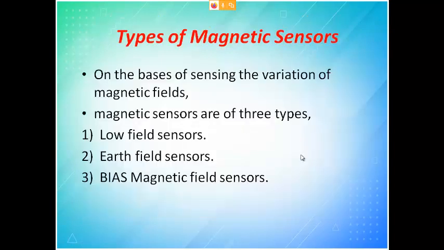Types of magnetic sensors: based upon the intensity of the magnetic field, we broadly classify them as low field sensor, earth field sensor, and BIAS magnetic field sensor. The low field sensor is for very low magnetic fields. For the earth field sensor, we all know that earth is made up of magnetic material and there are magnetic lines of force from north pole to south pole.